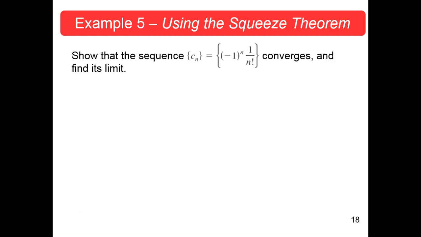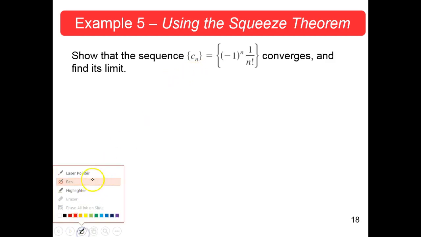We're asked to show that this sequence, C sub n, which is (-1)^n times 1 over n factorial, converges and find its limit. Now, would it be helpful to list a few terms in the sequence? Okay, why not? So let's list them. You don't have to do this, but sometimes it's helpful to get an idea of what's going on.